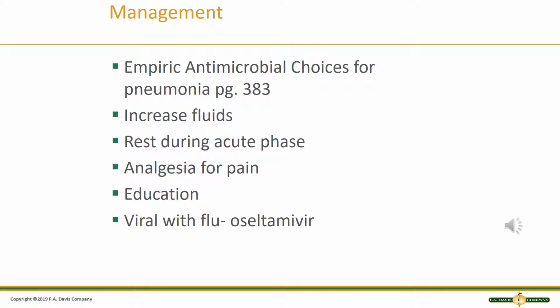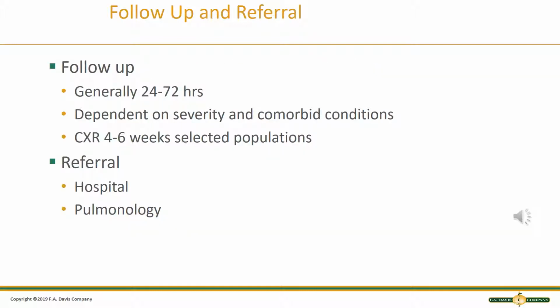If it turns out to be a viral pneumonia, you may want to consider testing and treating for flu with oseltamivir, as long as they're in the recommended time frame for starting the dose. Follow-up time frames really depend on the severity of the illness and the patient's general state of health. Usually you're going to follow up within 24 to 72 hours as the condition warrants. You want to consider a follow-up chest x-ray about 4 to 6 weeks after treatment is completed in those who are smokers and in patients older than 40 years old.